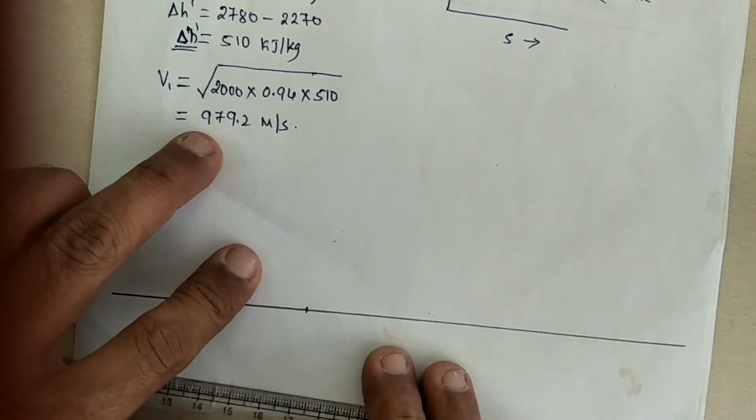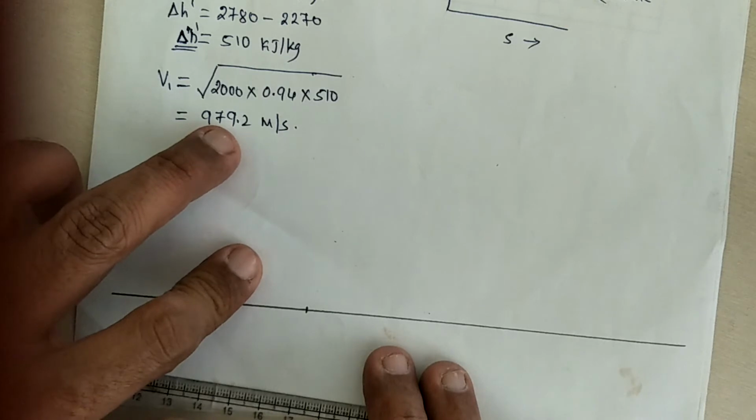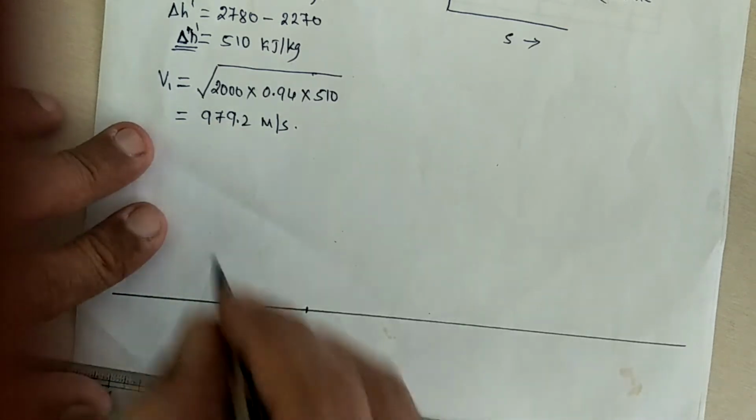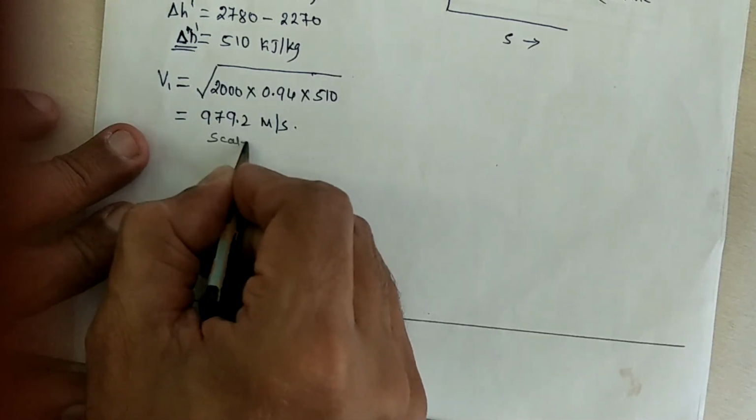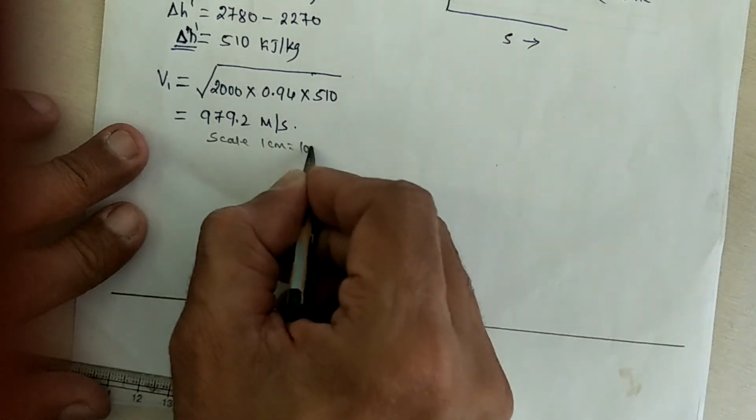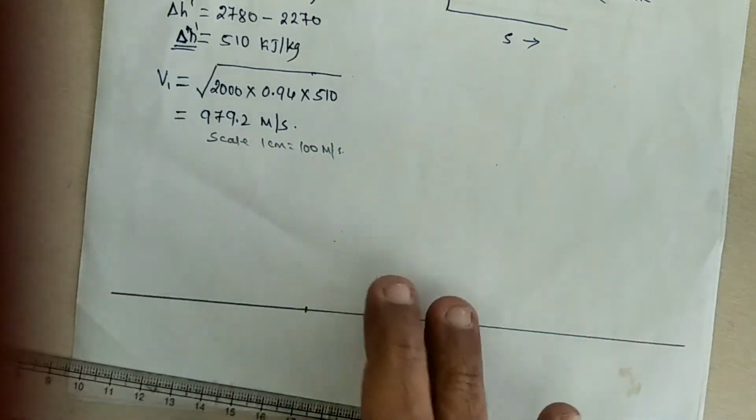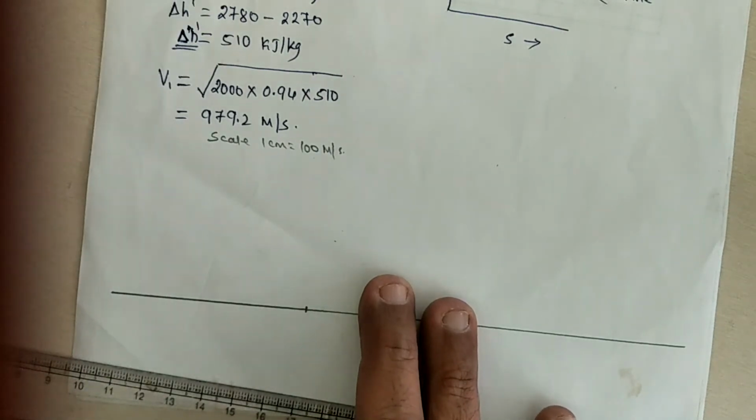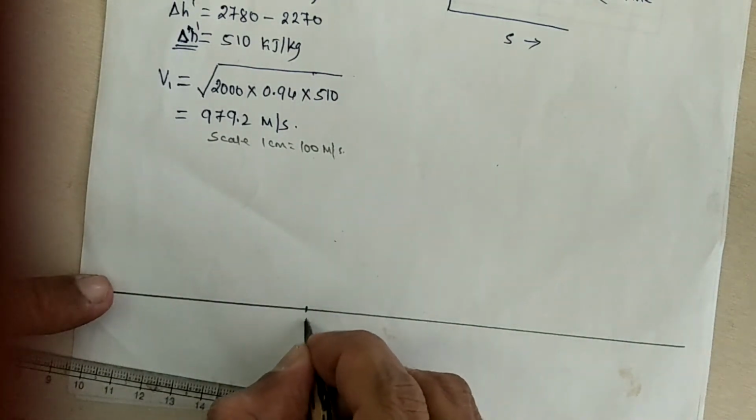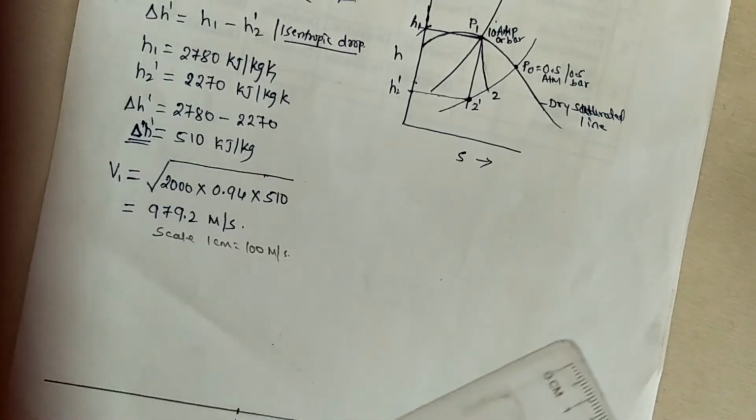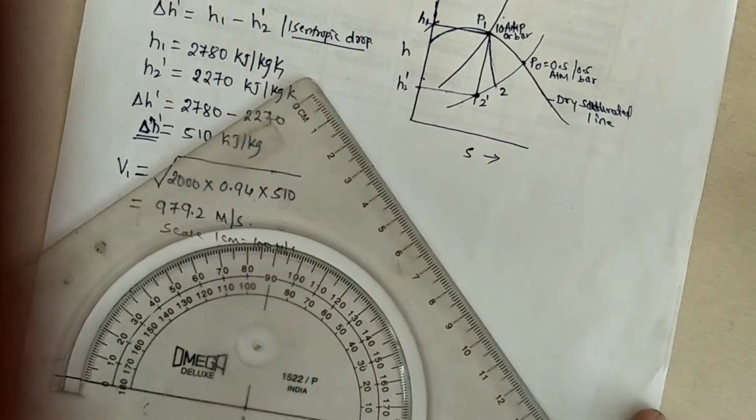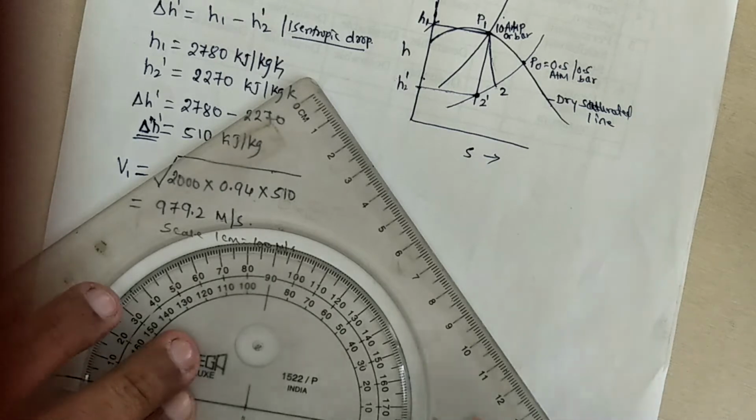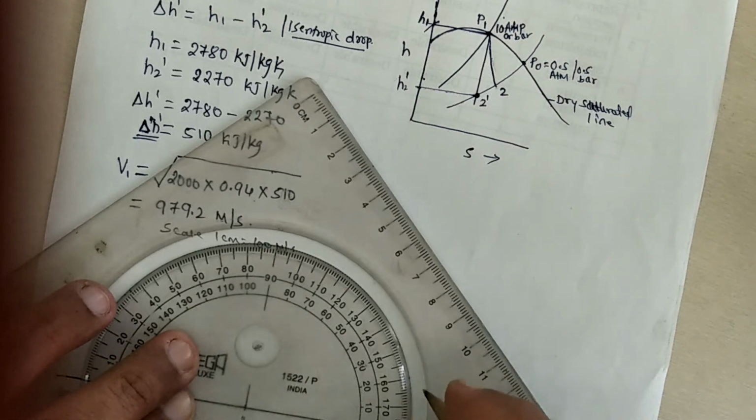As you can see, the V1 value is 979.2, so I can choose the scale: 1 centimeter is equal to 100 meters per second. So from point A, I am going to draw a line, that is V1, at an angle alpha 1 of 18 degrees. So from here I am going to draw a line at 18 degrees, somewhere here.